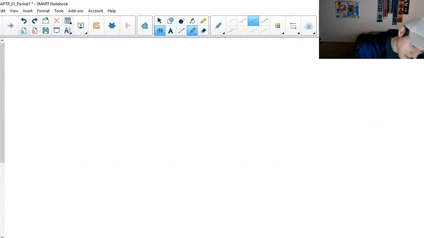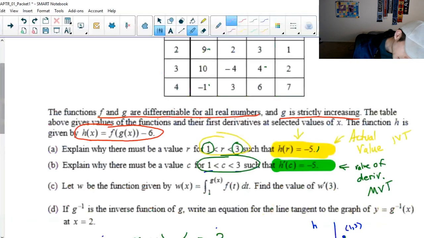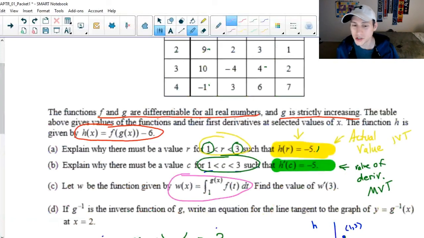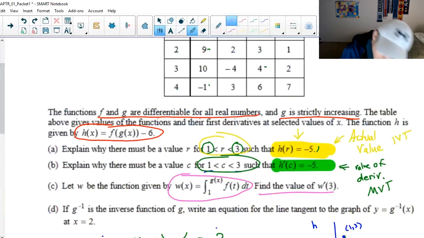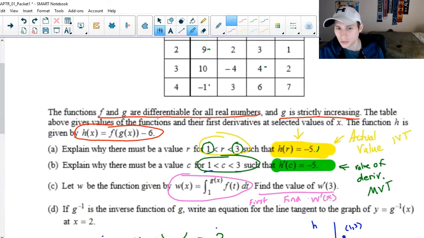Okay, let's do part C. Let w be the function given by w of x equals the integral from 1 to g of x of f of t dt. Find the value of w prime of 3. Okay. All right. So in order to find w prime of 3, let me first just find out what in the world is w prime.